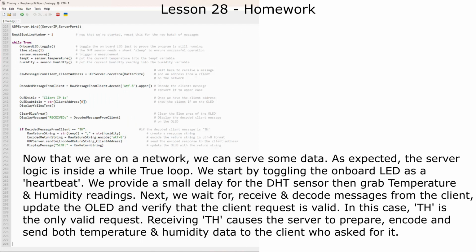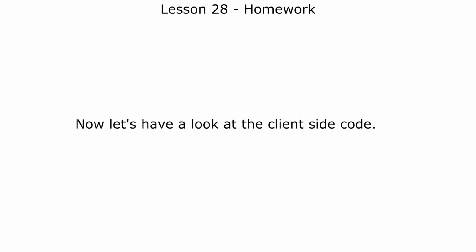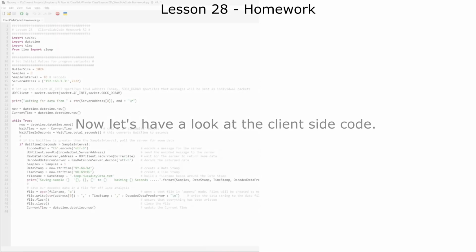Next, we wait for and receive and decode messages from the client. We update the OLED and verify that the client request is valid. In our case, TH is the only valid request. Receiving TH causes the server to prepare, encode, and send both temperature and humidity data to the client who asked for it. Now let's have a look at the client side of the program.